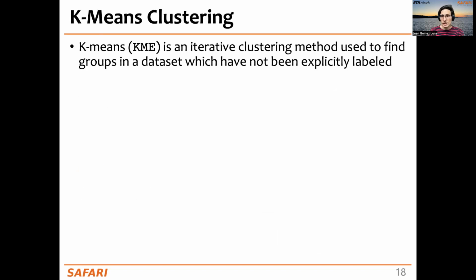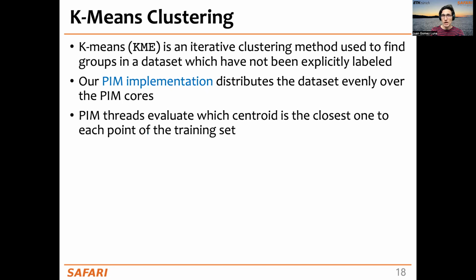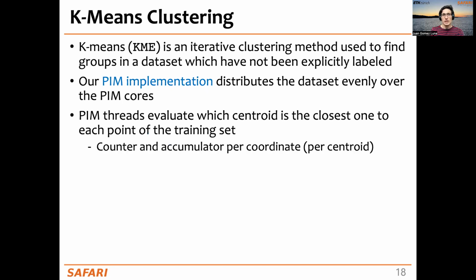K-means is an iterative clustering method used to find groups in a dataset which have not been explicitly labeled. Our PIM implementation distributes the dataset evenly over the PIM cores, and then the PIM threads evaluate which centroid is the closest one to each point in the training set.